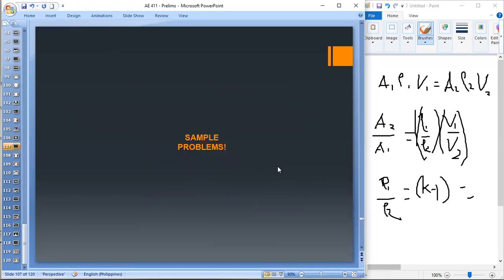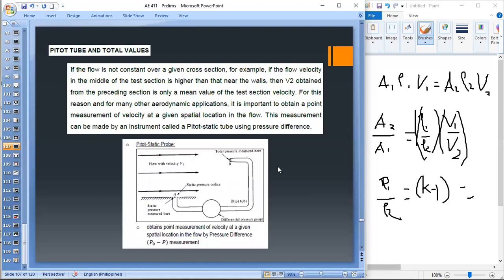Okay? So, try to review those sample problems. Siguro mga 2 or 3 lang lalagay ko since i-open ko siya para masagutan nyo, no? Dun sa mga nag-OJT, 10% lang naman din yun. Okay? So, next, we have P2 tube and total value.